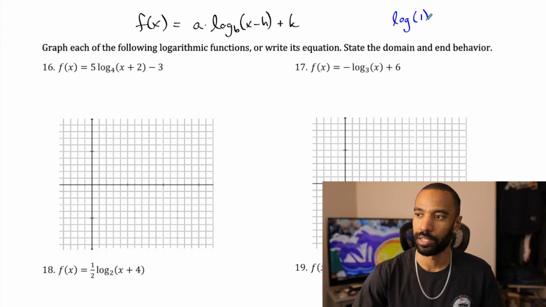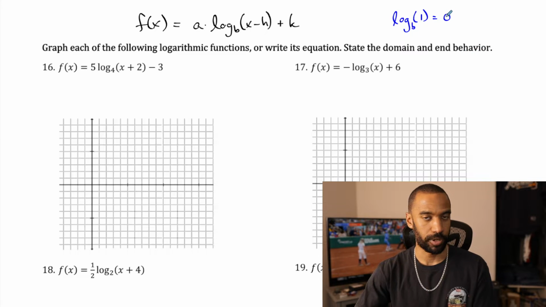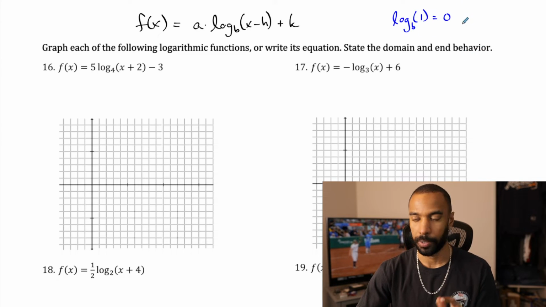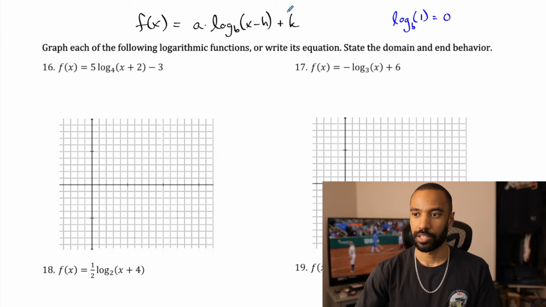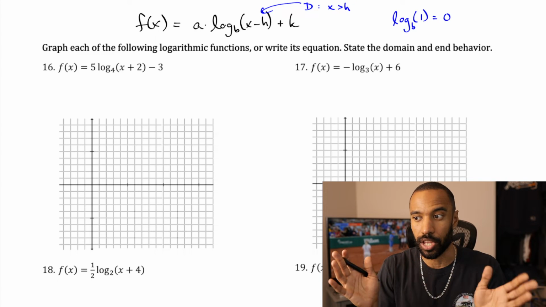Log of 1, log base b of 1 is 0. So it doesn't matter what your base is, log of 1 is 0. I want to make sure you know that. This is going to be very important. And in your log stuff, your domain is x is greater than h. The idea, and it's not always going to be written that way.